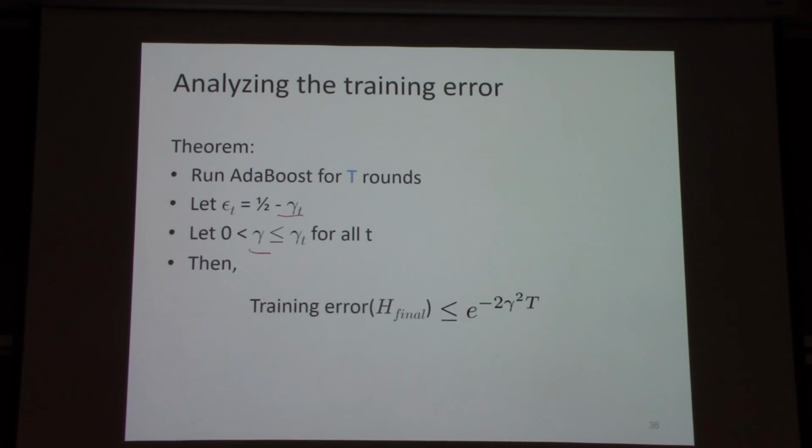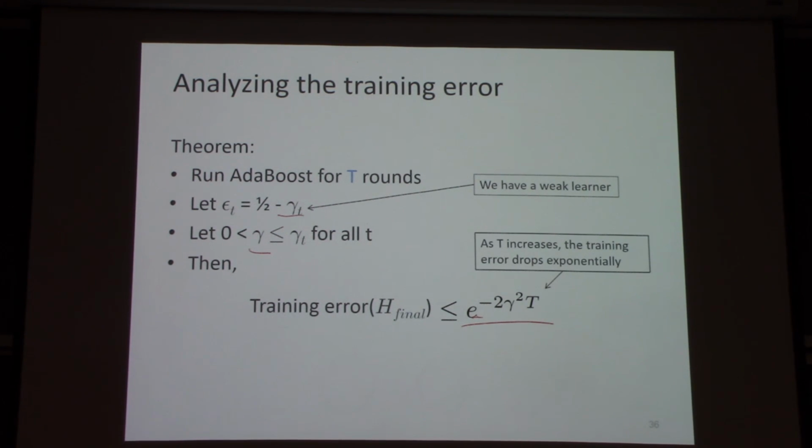What the theorem says is the error of the final classifier that we construct has to be less than e power minus 2 gamma square capital T. In other words, if we have a weak classifier, as the number of rounds increases, the error of the final classifier drops exponentially as you go along. The training error of the final classifier drops exponentially as you go along.